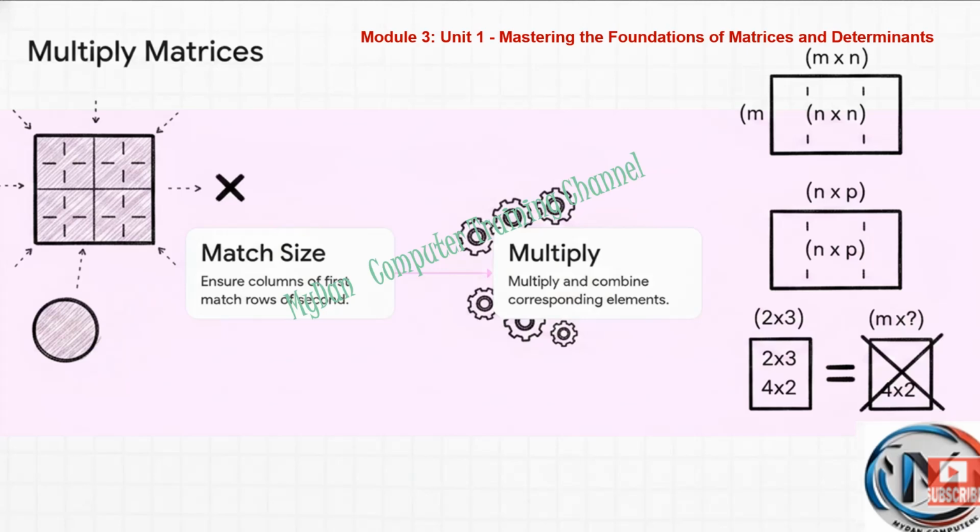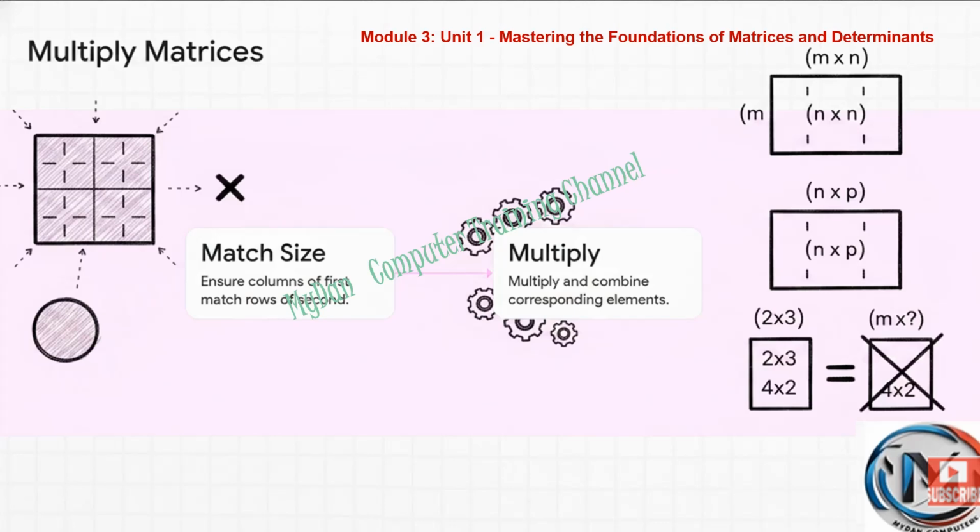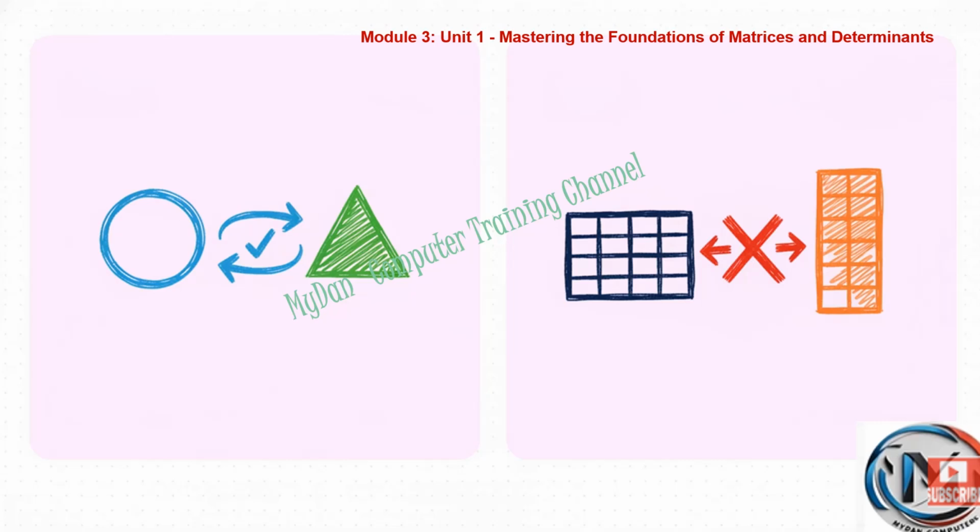You can only multiply two matrices if the number of columns in the first matrix perfectly matches the number of rows in the second matrix. If they do not match, the operation simply cannot happen. Full stop. And this brings us to a real mathematical plot twist.